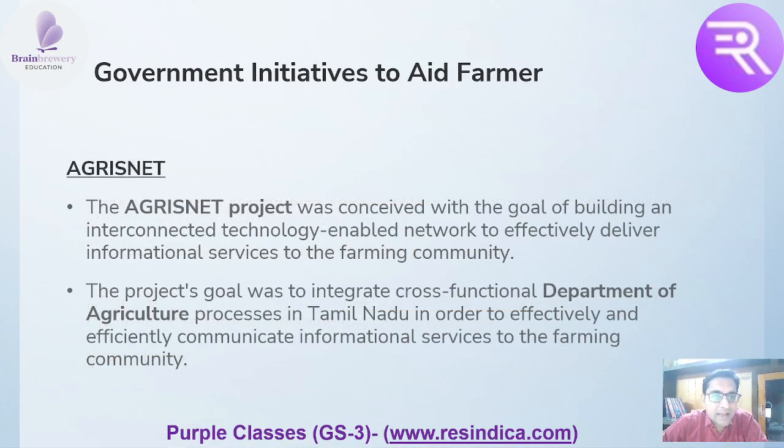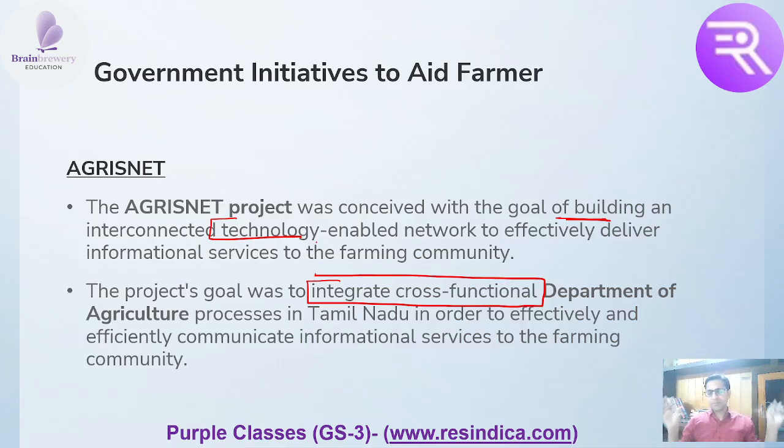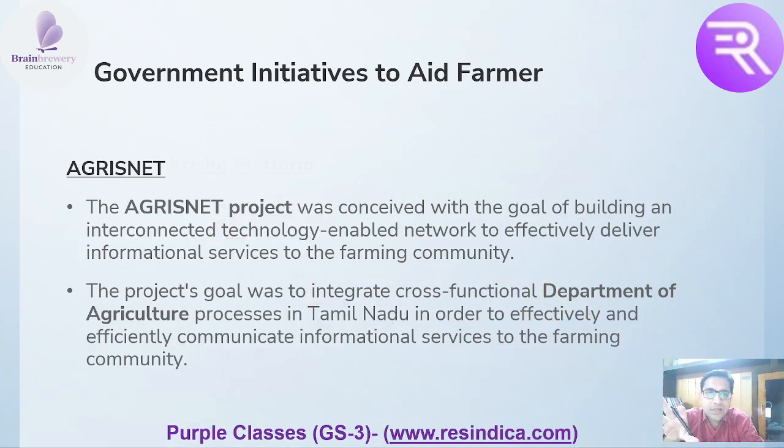Then we have the AgrisNet project. The goal is building an interconnected, technology enabled network to effectively deliver information services. It is integrating the cross functional departments of agriculture. That means there are a lot of departments in agriculture, running various types of schemes, platforms and apps, so this will be an integration of all that together. This is in Tamil Nadu. The information system communicates properly, so that the farmer knows exactly where he or she has to send the query.